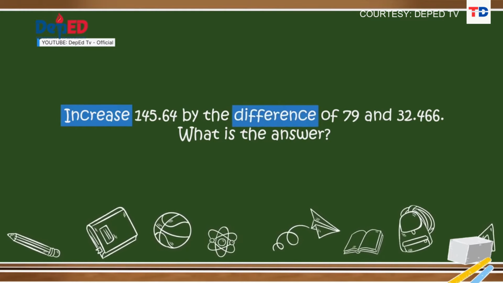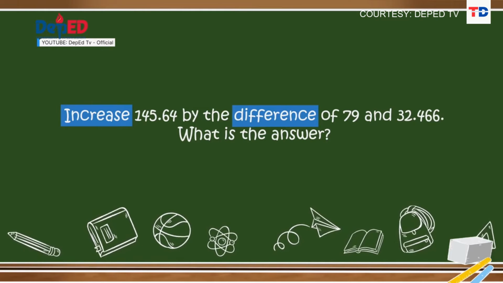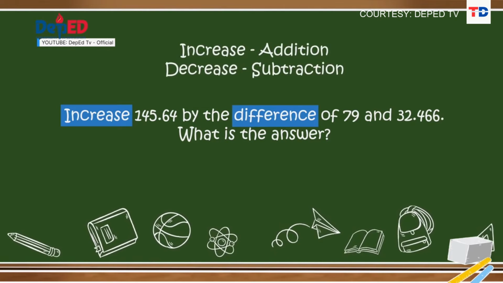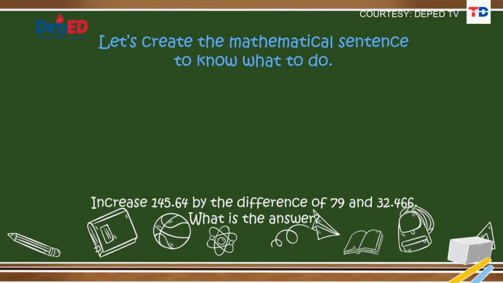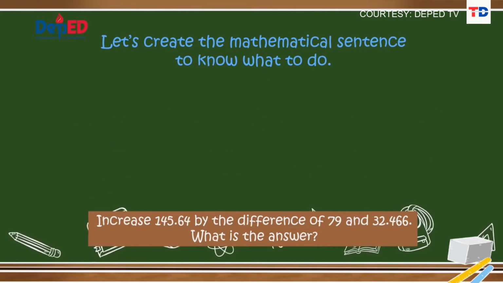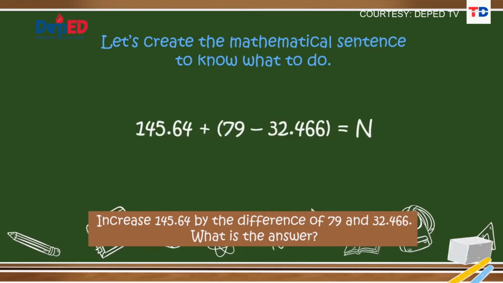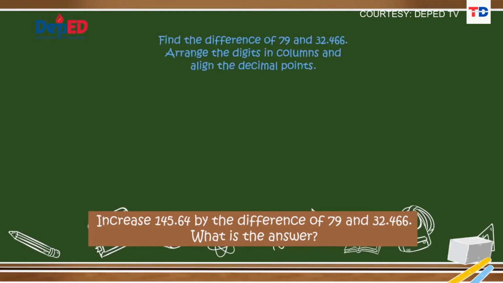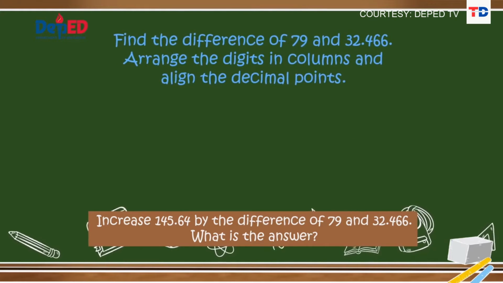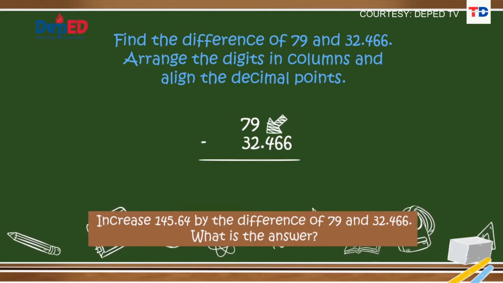What are the two operations? Exactly! Addition and subtraction. Let's create a mathematical sentence to know what to do. 145 and 64 hundredths plus the quantity of 79 minus 32 and 466 thousandths. First, find the difference of 79 and 32 and 466 thousandths.